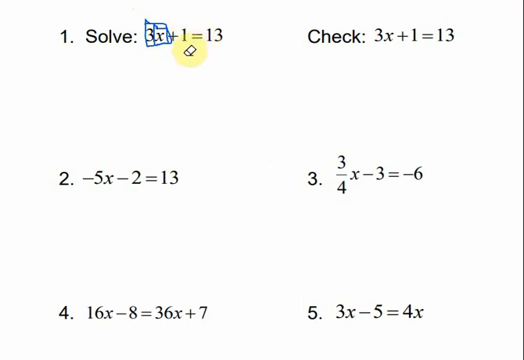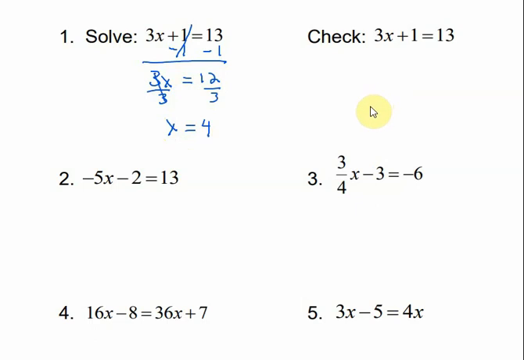So how would we get rid of the 1? We would subtract it. So let's subtract 1. Whatever we do to one side of the equation, we have to do the same thing to the other side of the equation. So that gives me 3x equals 12. Now, the 3 and the x are being multiplied, so to undo that, we're going to divide. And that gives me x equals 4.